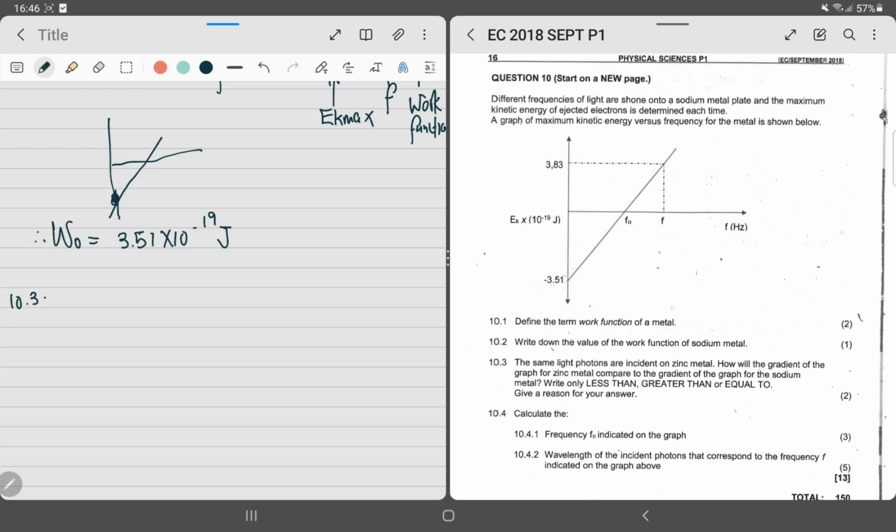10.3. The same light photons are incident on the zinc metal, which means they don't change the light that is being used. So the frequency remains the same, the energy remains the same. How will the gradient of the graph for zinc metal compare to the gradient of the graph for sodium? Write only less than, greater than, or equals to, and give a reason for your answer.